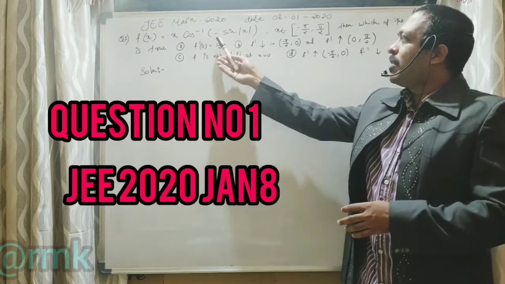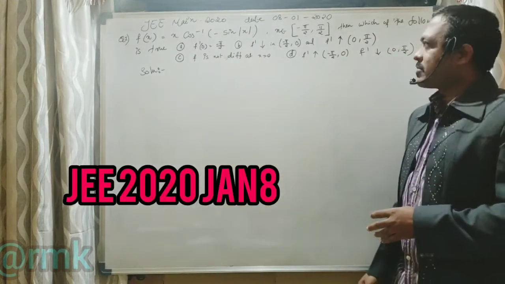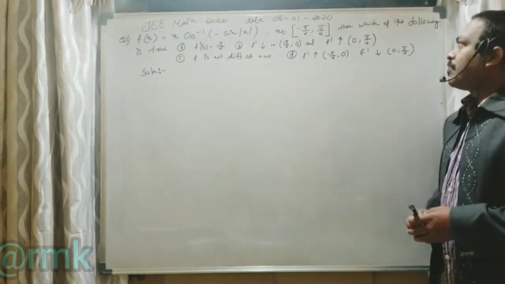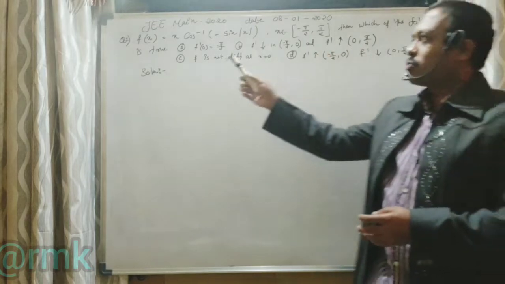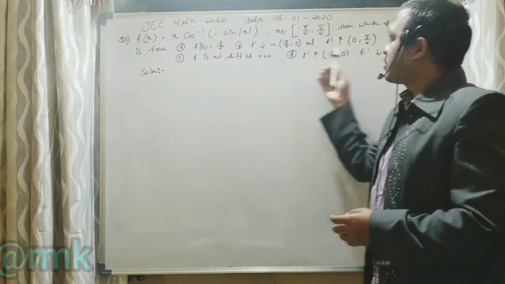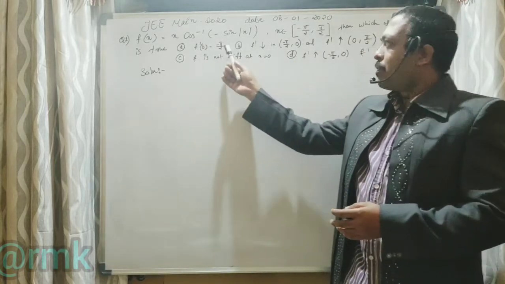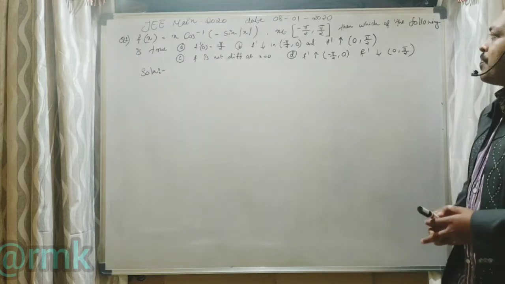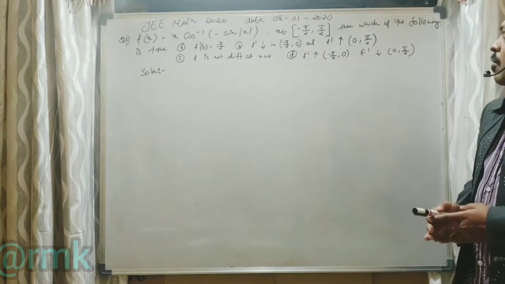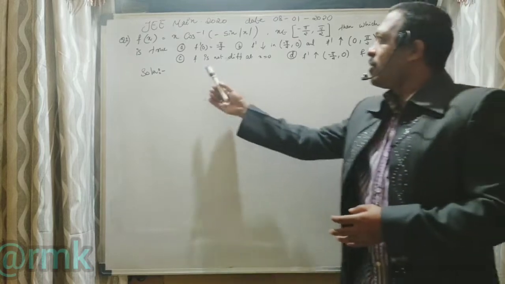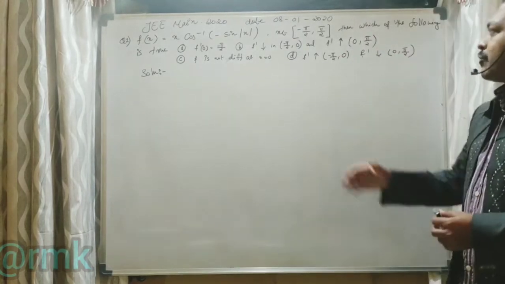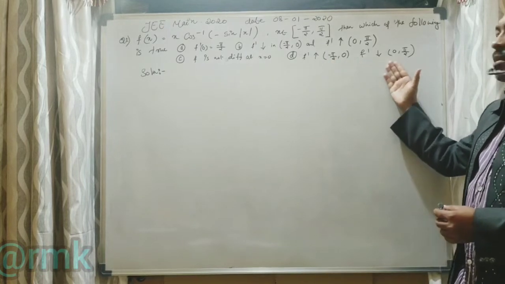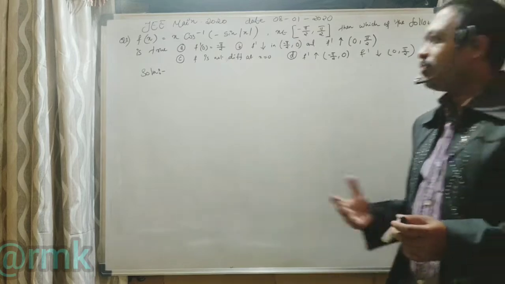f(x) = x cos inverse(-sin|x|), x belongs to the closed interval [-pi/2, pi/2]. Then which of the following is true? There are 4 options. F dash at 0 minus pi by 2, F dash decreasing in open interval (-pi/2, 0), and F dash increasing in open interval (0, pi/2). F is not differentiable at x equal to 0. F dash is increasing in (-pi/2, 0). F dash is decreasing in (0, pi/2).